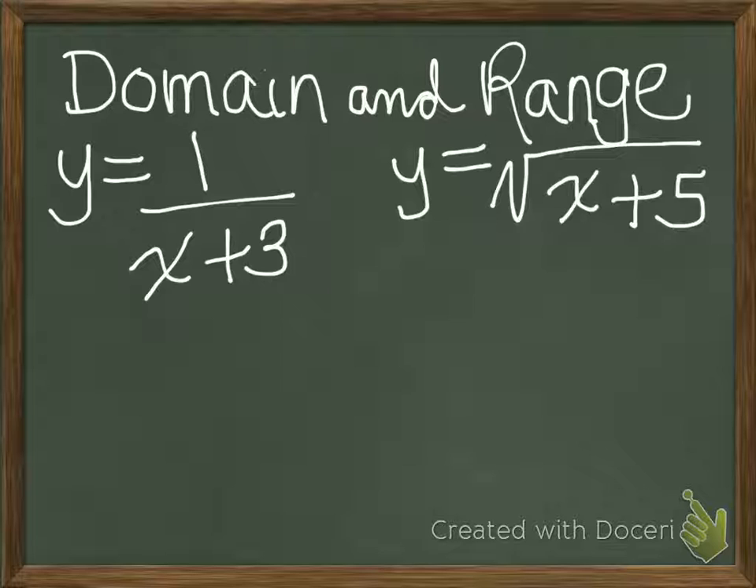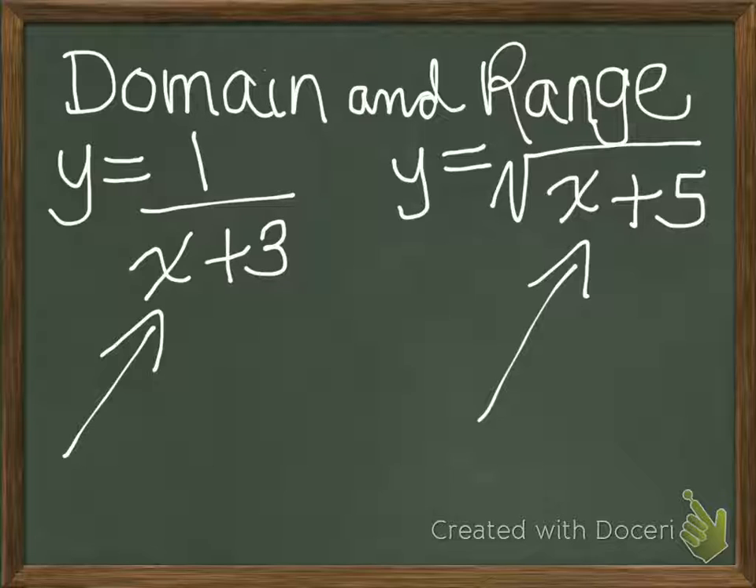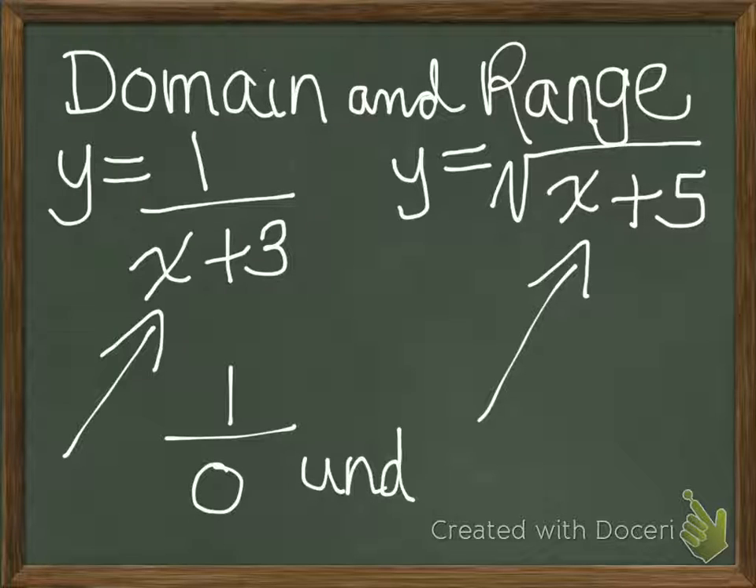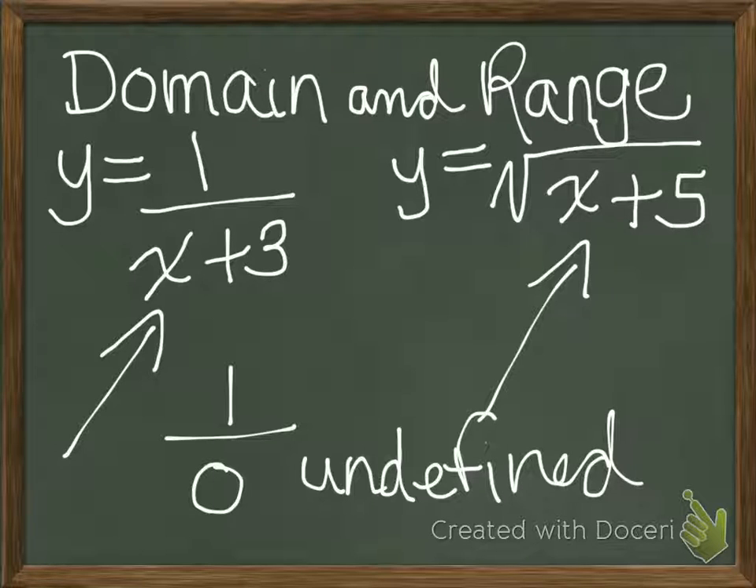So with domain, what you want to notice in general is if you see a function that's a rational expression or a fraction like that one, or if you see a function that the whole thing is under a square root like that one, there should be a couple of red flags that you know can't happen. For this one, you can't have something over 0, right? That would make it undefined. And if something is undefined, then it can't be in the domain.